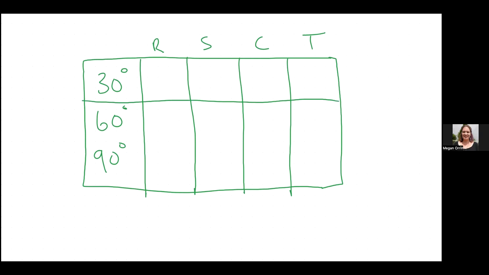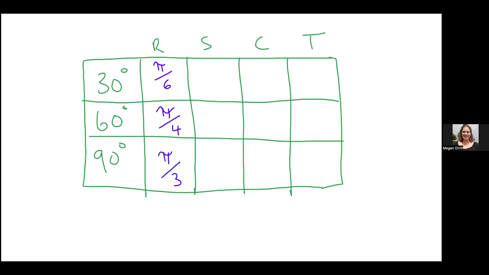So if you're looking at 30 degrees in radians, does anyone remember what that is? It's pi on 6, all right? So pi on 6 is what 30 degrees is in radians. Does anyone remember what 60 degrees is? Pi over 4. And what is 90 degrees? Pi over 3.